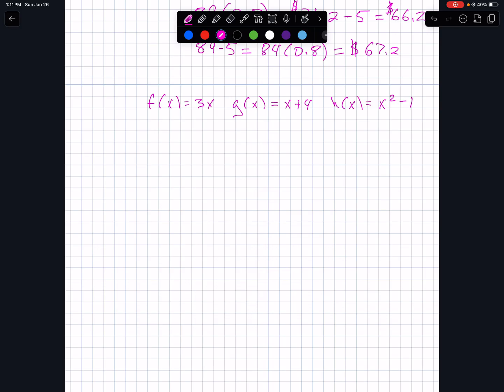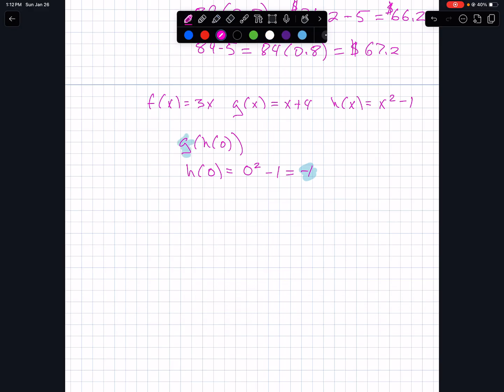All right, so we want to do g of h of 0. See, they write it like that because it makes more sense, right? So we plug the 0 in for h first. I like writing it like this: h of 0 equals 0 squared minus 1, so it's minus 1. And then we take that minus 1 value and we plug it into g.